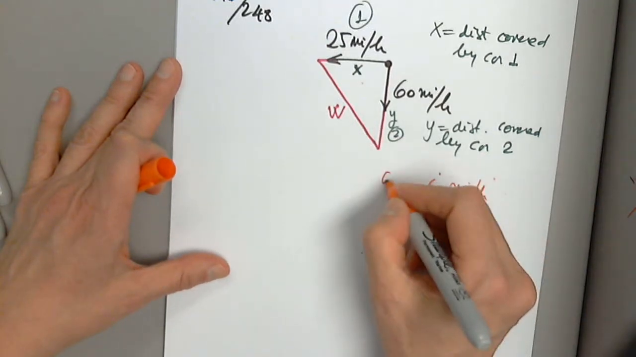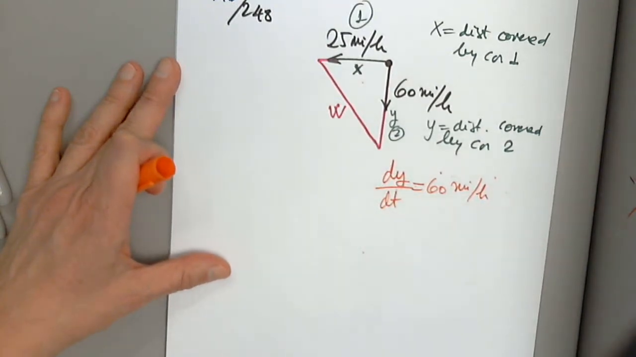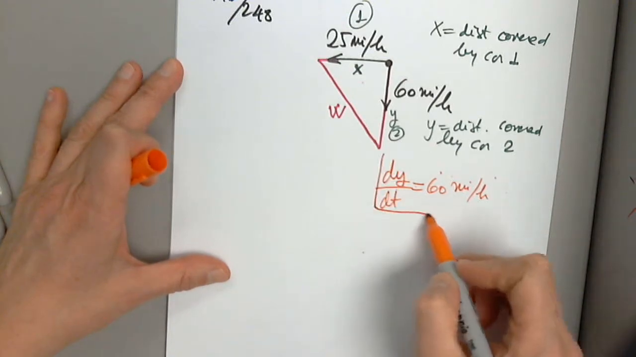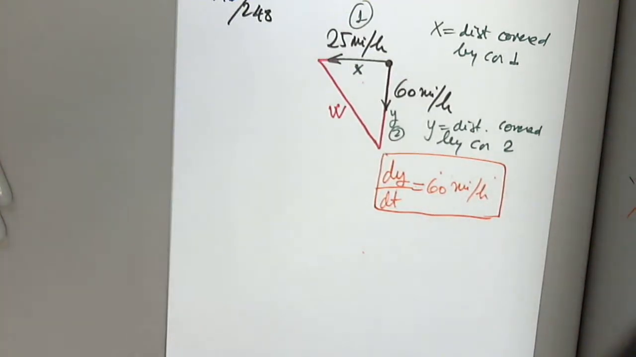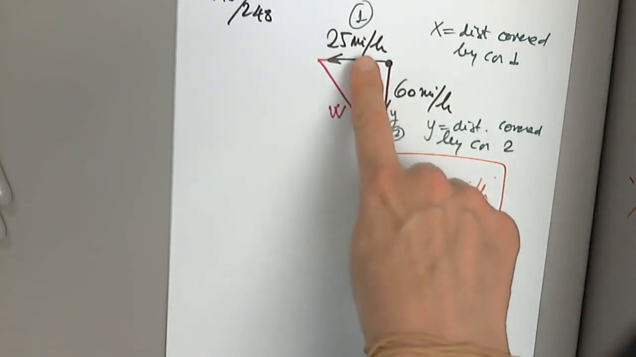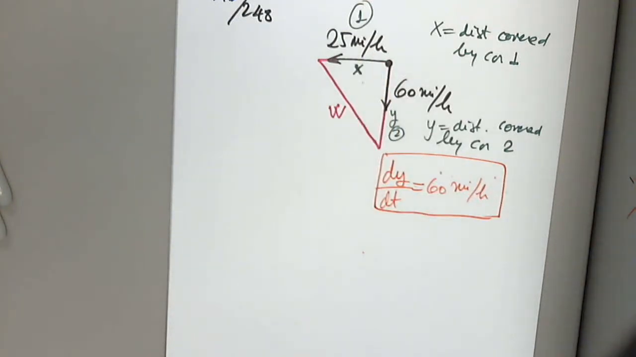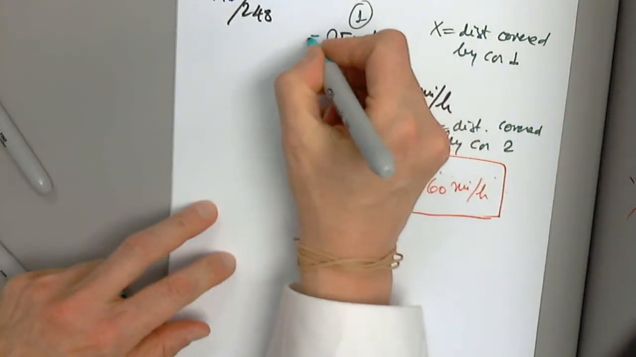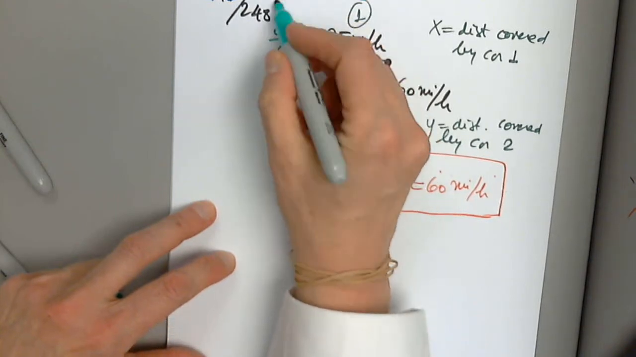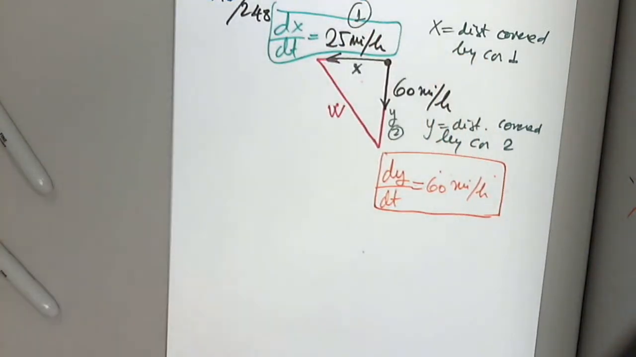Right. In this case, it's y, dy over dt. Exactly. This is the discovery process. I identified what 60 miles per hour represents. Okay, now let's look at the next one. So it says, and the other one travels west at 25 miles an hour. What is 25 miles an hour? Of course. This is indeed dx over dt.